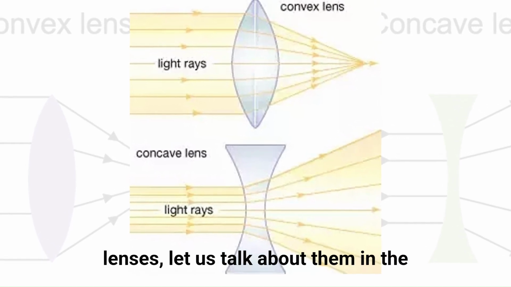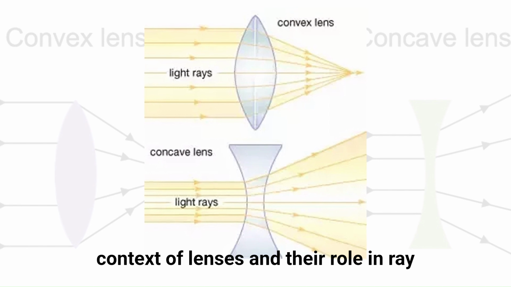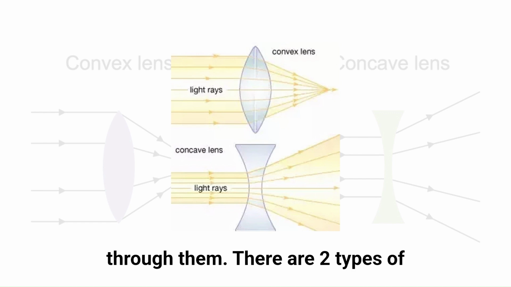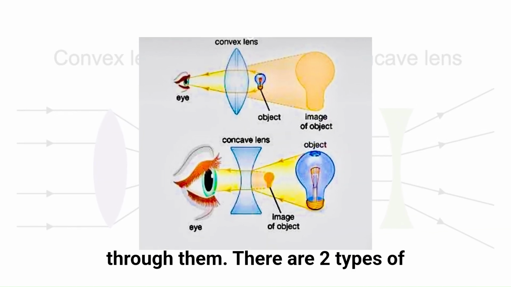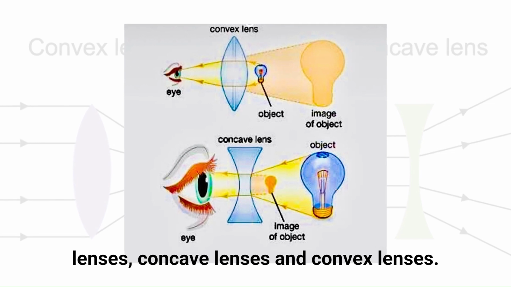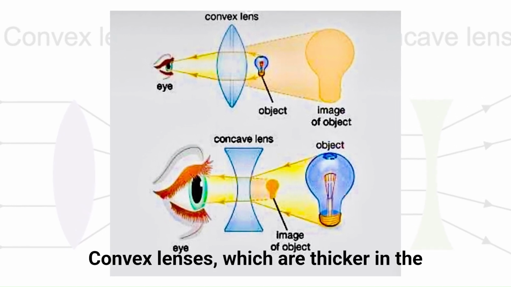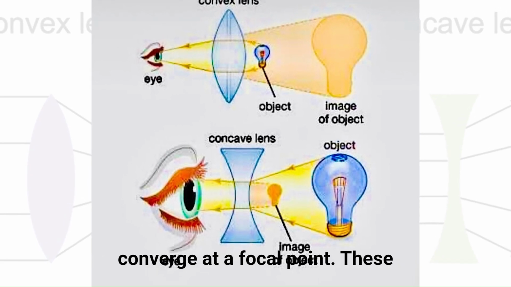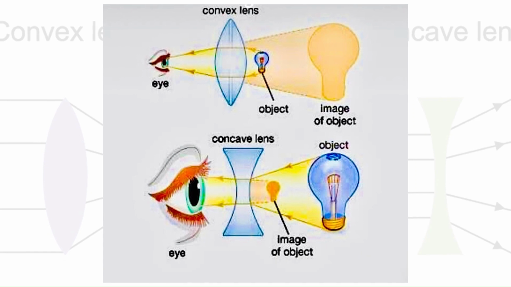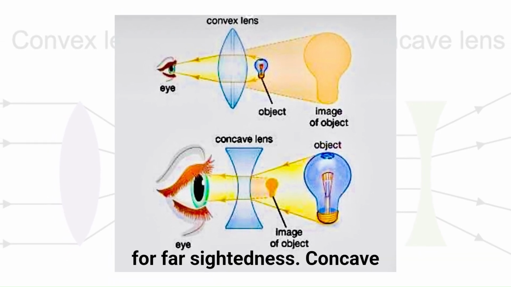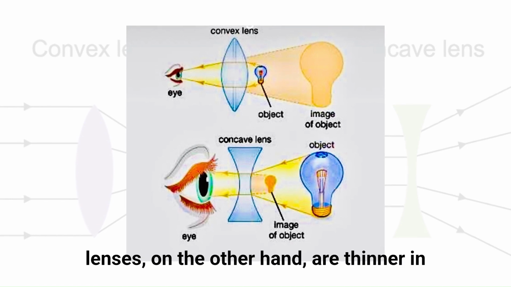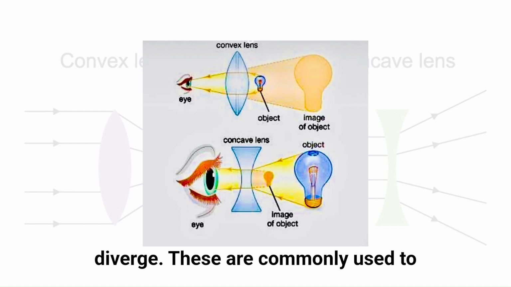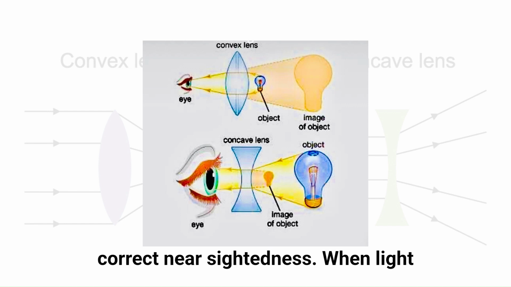Speaking of lenses, let's talk about them in the context of ray optics. Lenses are transparent objects that bend light rays passing through them. There are two types of lenses, concave lenses and convex lenses. Convex lenses, which are thicker in the middle, cause parallel light rays to converge at a focal point. These lenses are used in magnifying glasses, cameras, and even in corrective glasses for far-sightedness. Concave lenses, on the other hand, are thinner in the middle and cause light rays to diverge. These are commonly used to correct nearsightedness.